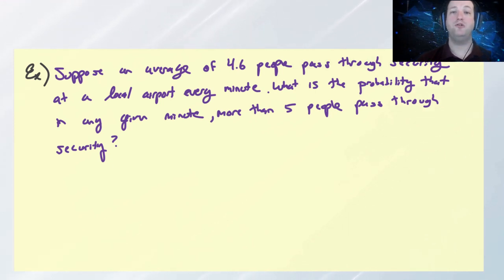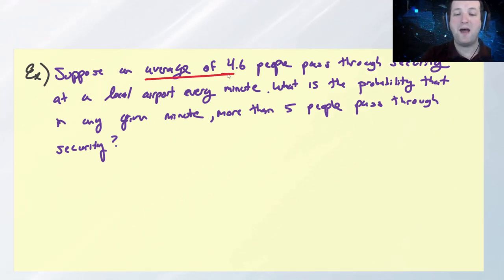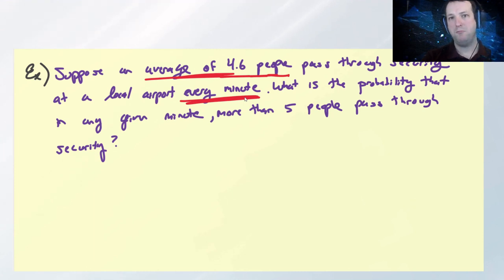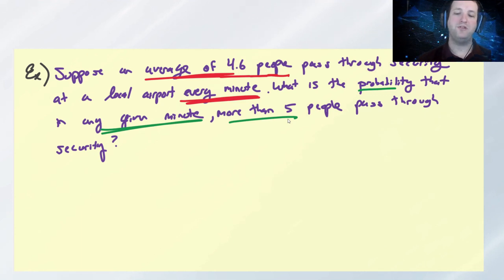First, in order to use Poisson, you need to know the average number of occurrences in some particular interval of interest. So we're given that the average number of people that pass through security is 4.6, and the interval of time that we're focusing on is every minute. Make sure you take note of both of these things, because this is going to be important. What is the probability that in any given minute, more than 5 people pass through security?